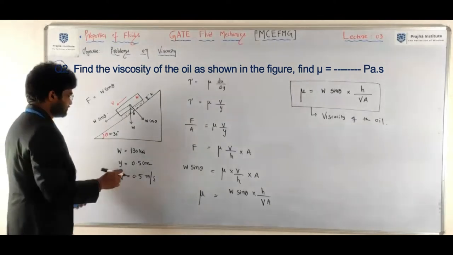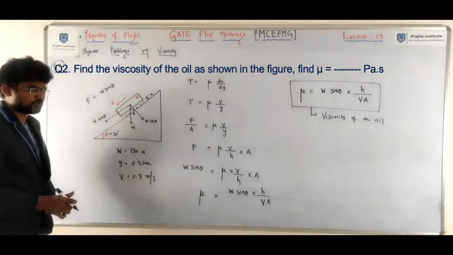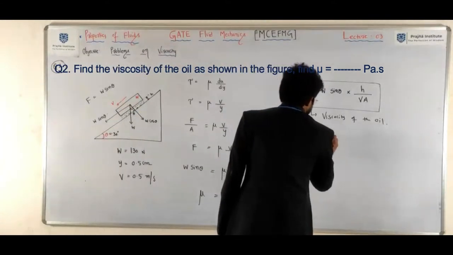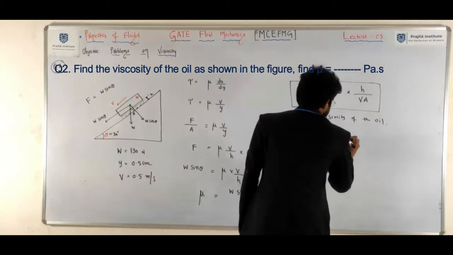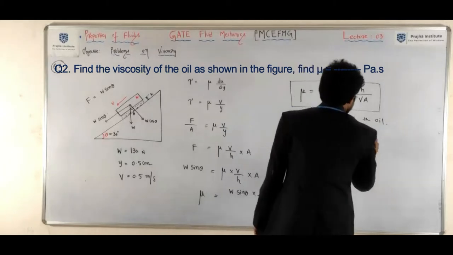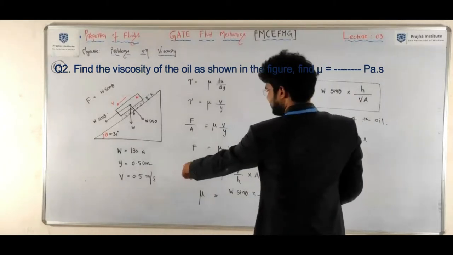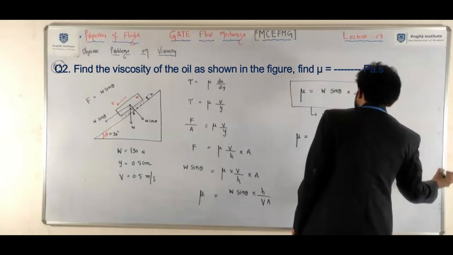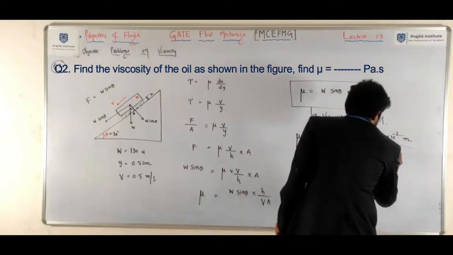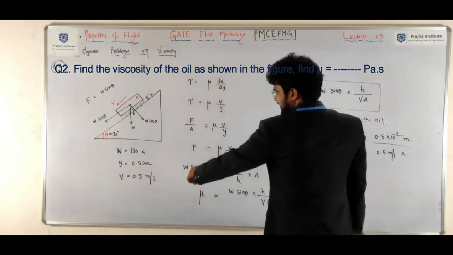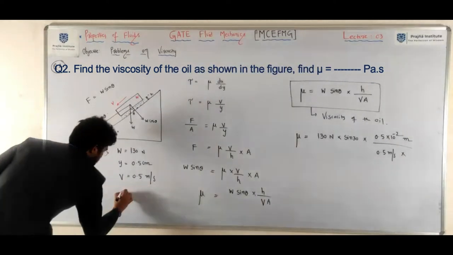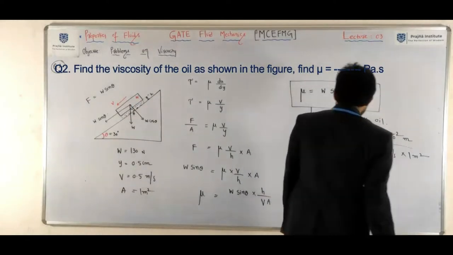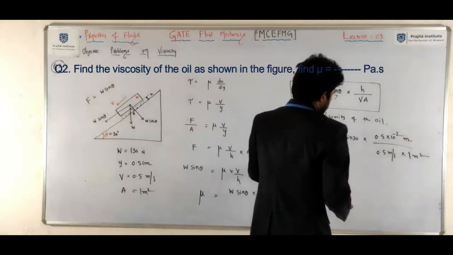If it is the case, just remove K. Kilonewton, impossible task. Okay. Here mu equals 130 newton sin 30 into, this is how much? H is nothing but 0.5 into 10 power minus 2 meter by 0.5 meter per second into area, A is equal to 1 meter square. Convert everything in terms of SI units.